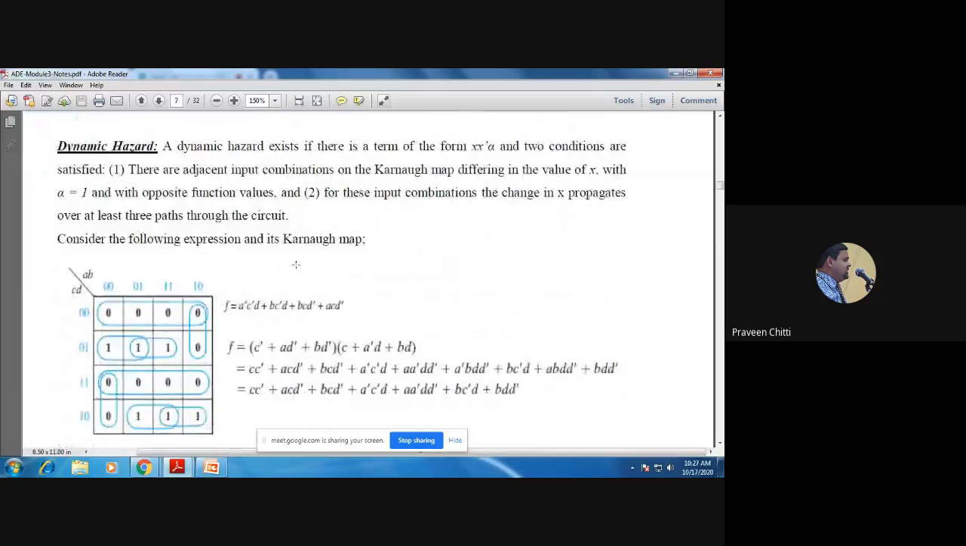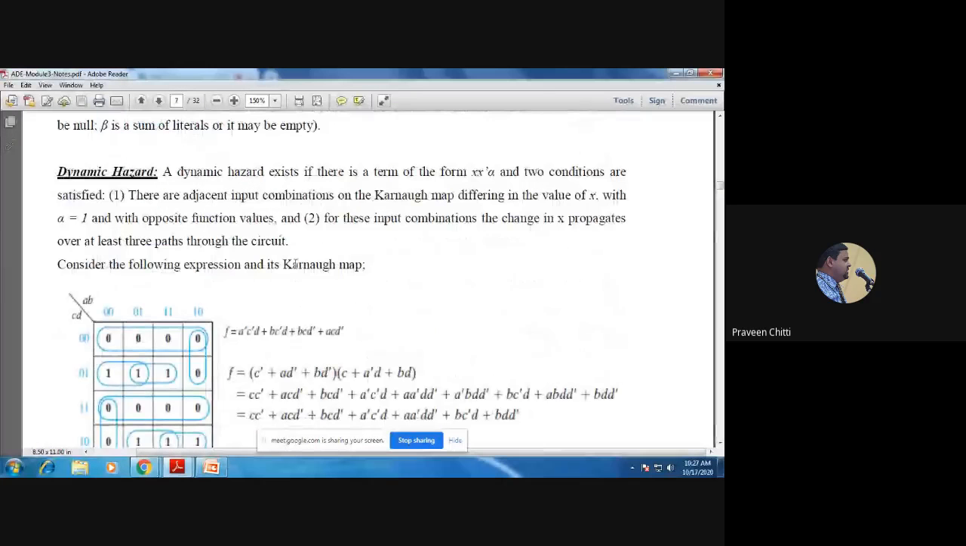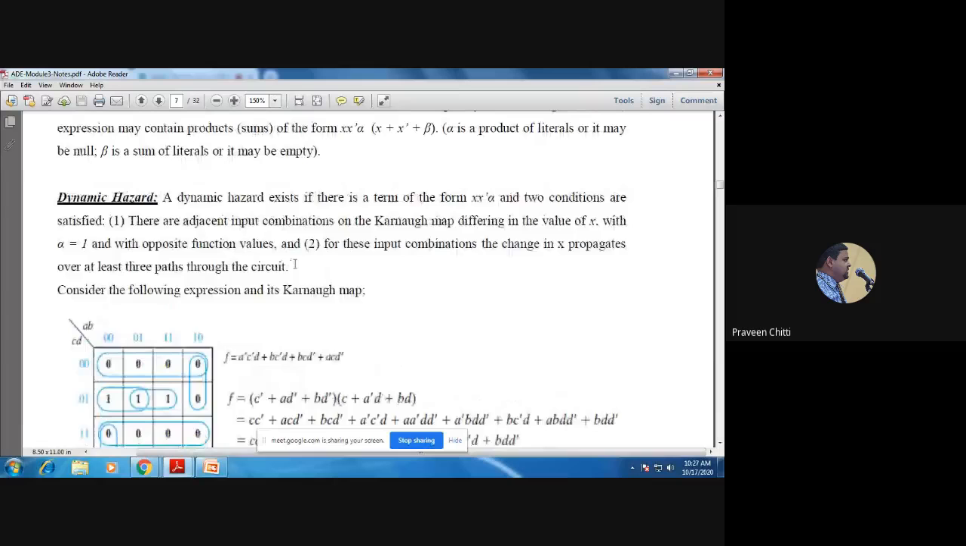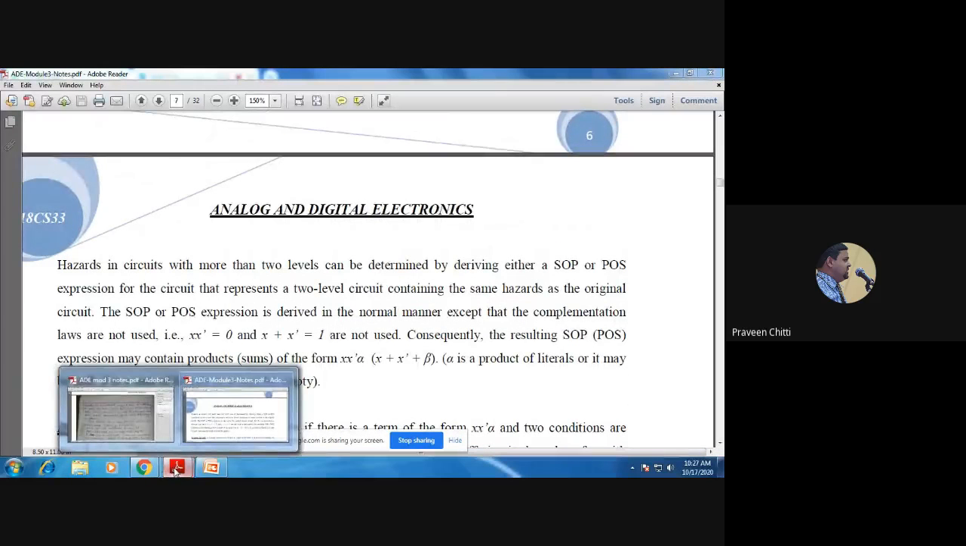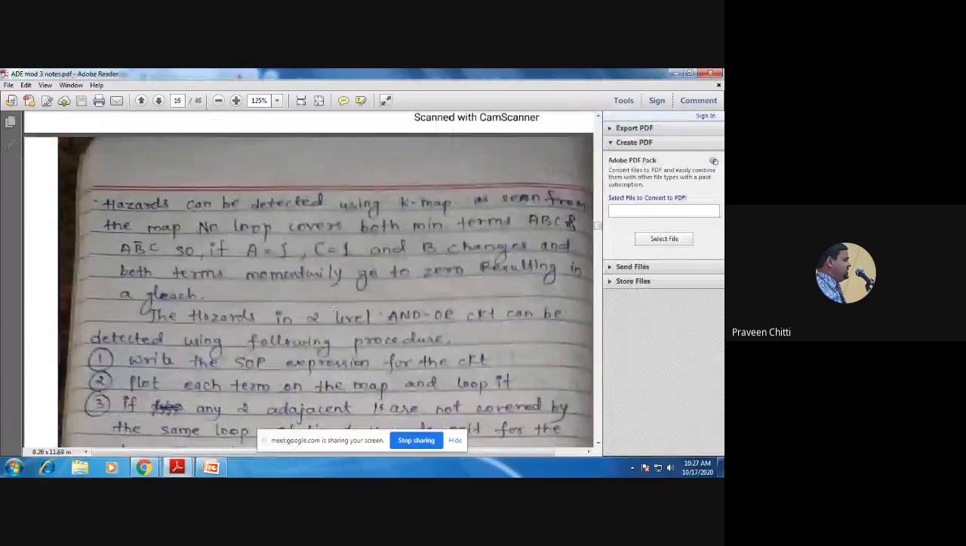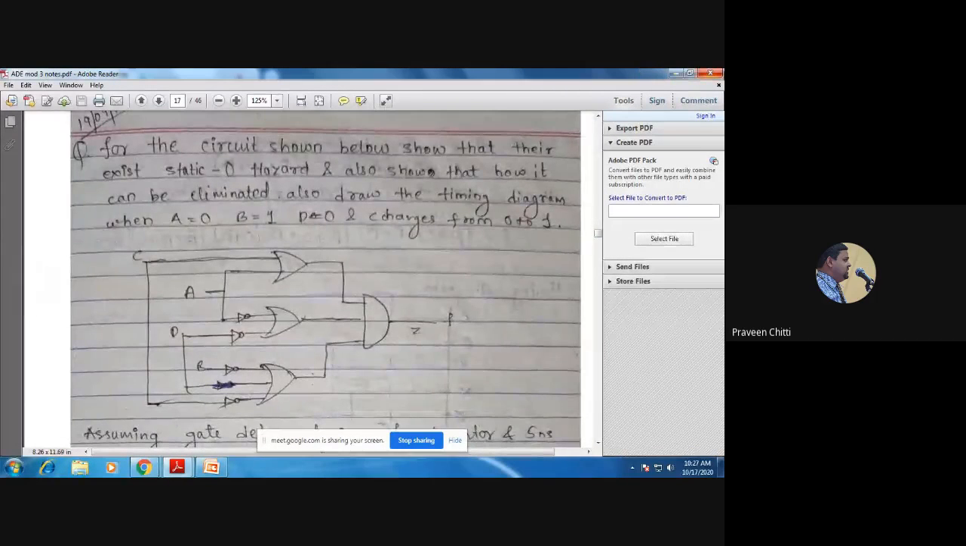And then any of these dynamic hazards I have already told. I don't want to spend more time on it. Just if you come across more than one transition, when there has to be only a single transition, in that case we can say that there exists a dynamic hazard, right?